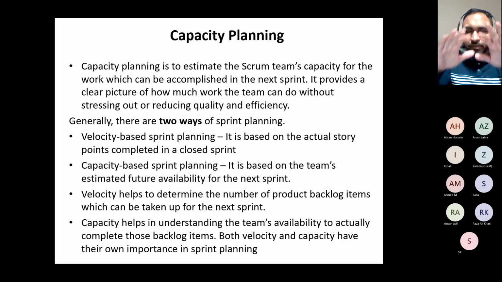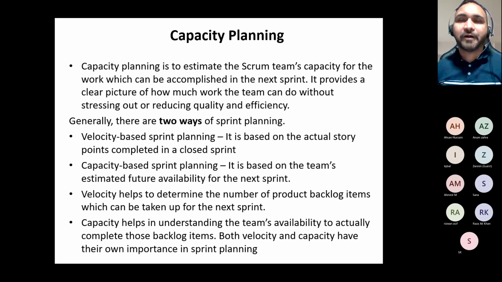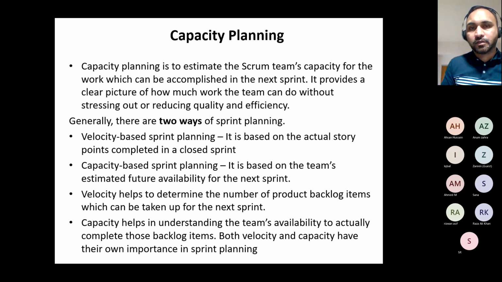So story points are good. We size the stories, our backlog is beautifully groomed. But if our team members are not there, or there aren't enough resources, they cannot handle that much work that the product owner is asking for in that particular sprint. So as a Scrum Master, you need to be good at sprint capacity planning in order to come up with your numbers: how many story points you can handle, or how far we can go. Anyway, coming to the point, capacity planning is to estimate the Scrum team's capacity for the work which can be accomplished in the next sprint.